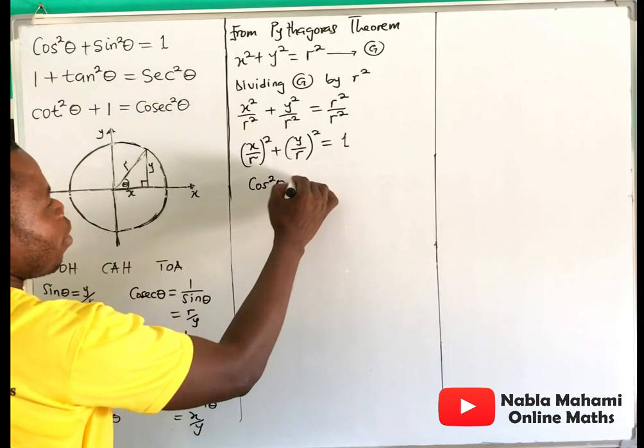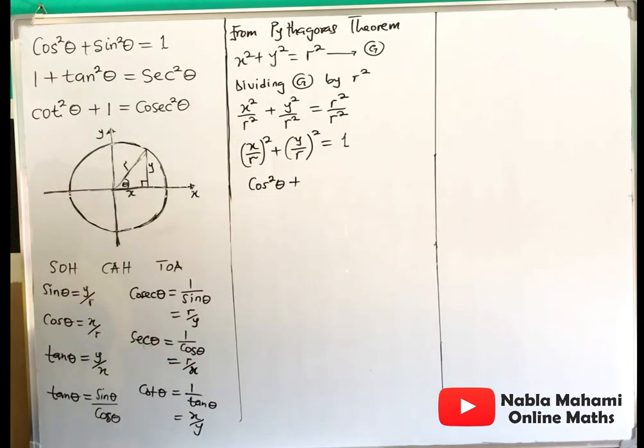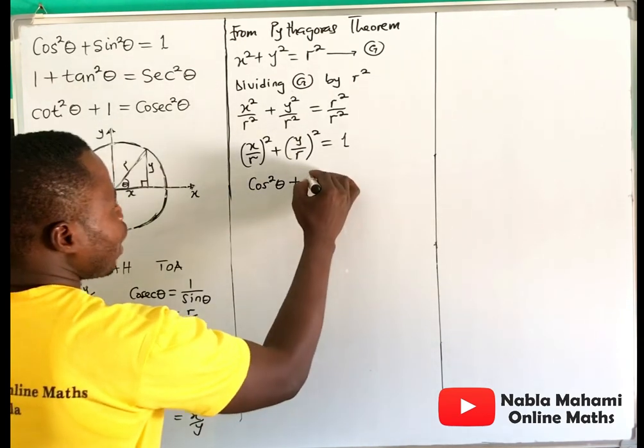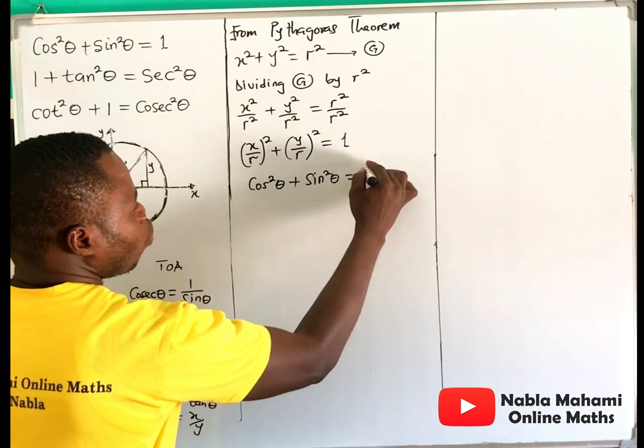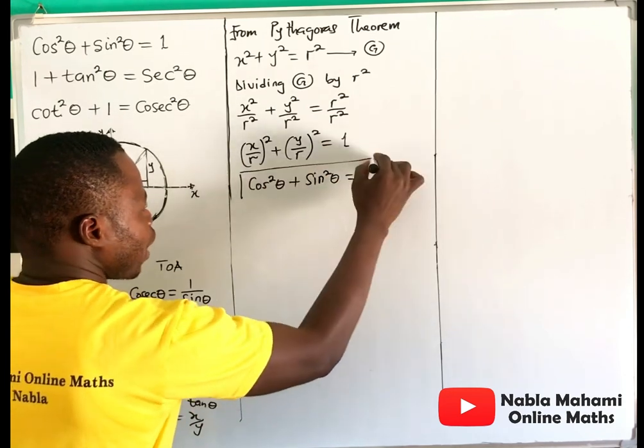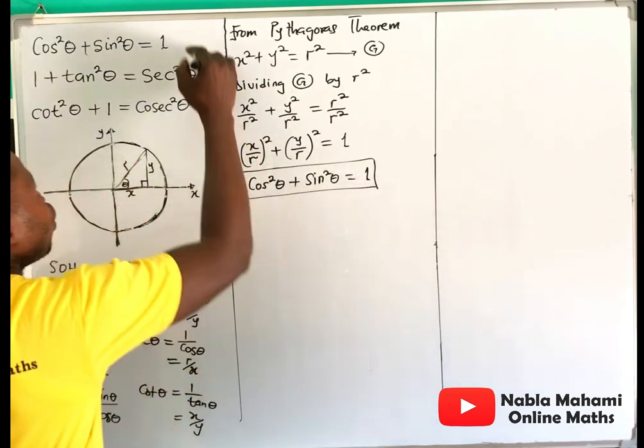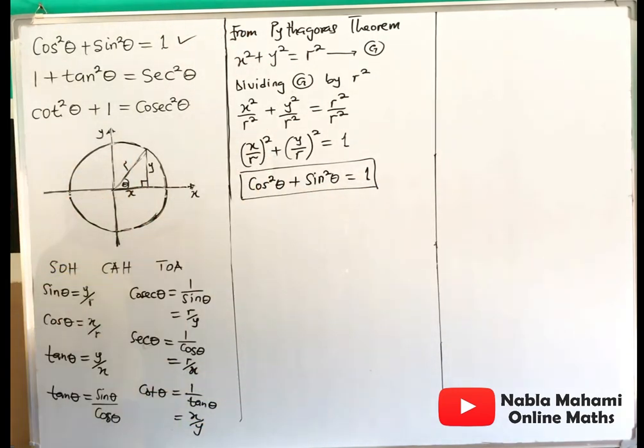Cos squared theta plus y over r. y over r is sine. So I can write it as sine squared, because of this power, theta, which is equal to 1. And this is the first identity that we have on the board. So this one has been proved.